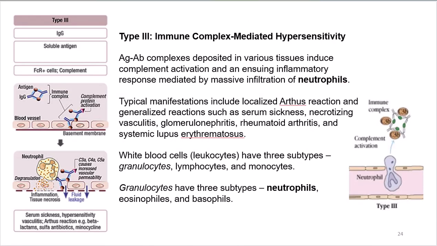Then we have type 3, which is immune complex mediated. In this case, we're talking again about antibodies binding to antigen, and then having the neutrophils come out. The complement tags them, see here 3B. Remember that causes macrophages to target them. The macrophages, in this case, are the neutrophils, which will actually leak out of the normal blood and go and attack it in the tissue.